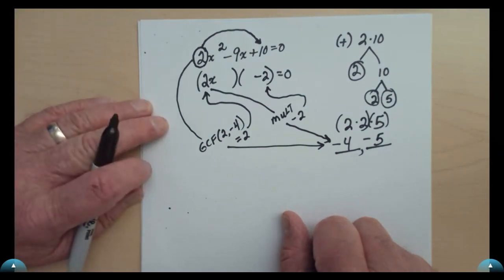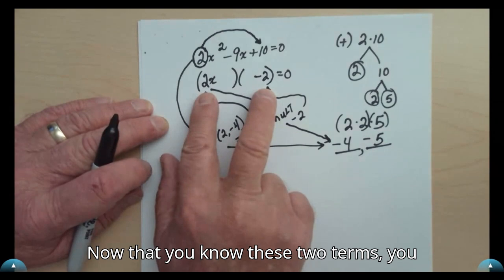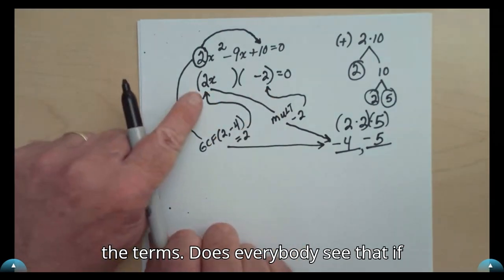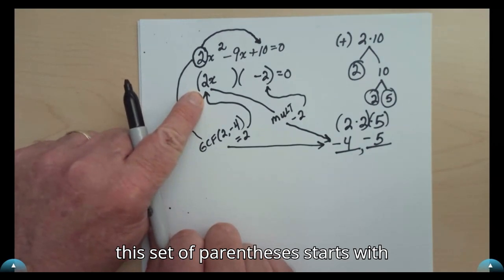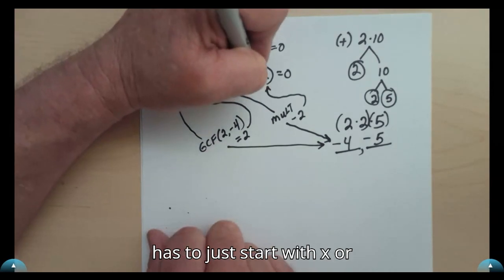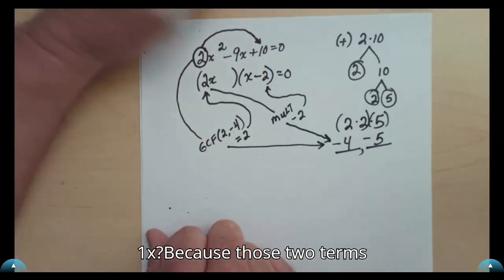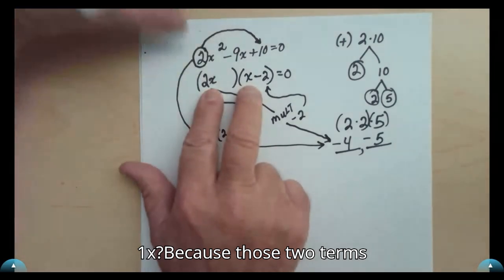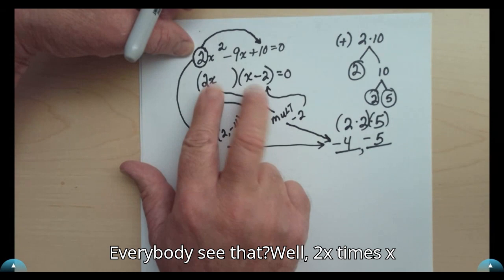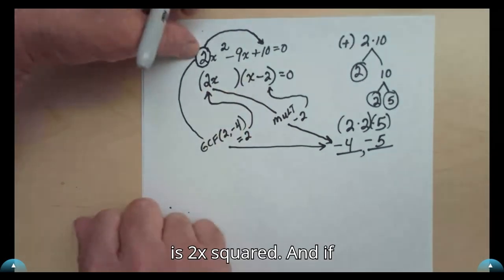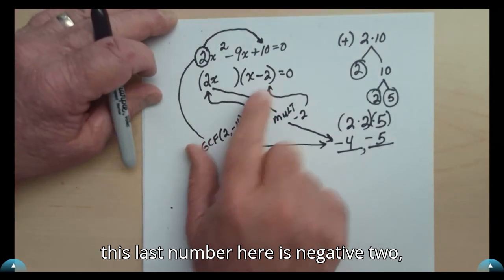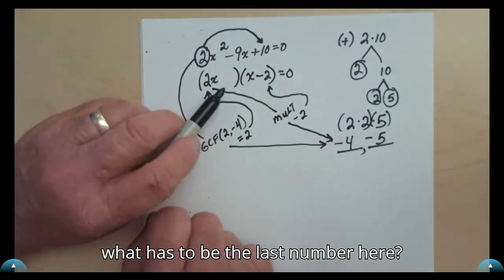Okay. Now that you know these 2 terms, you should be able to figure out the rest of the terms. Does everybody see that if this set of parentheses starts with 2x, the second set of parentheses has to just start with x or 1x? Because those 2 terms have to multiply to be 2x squared. Everybody see that? Well, 2x times x is 2x squared. And if this last number here is -2, what has to be the last number here?